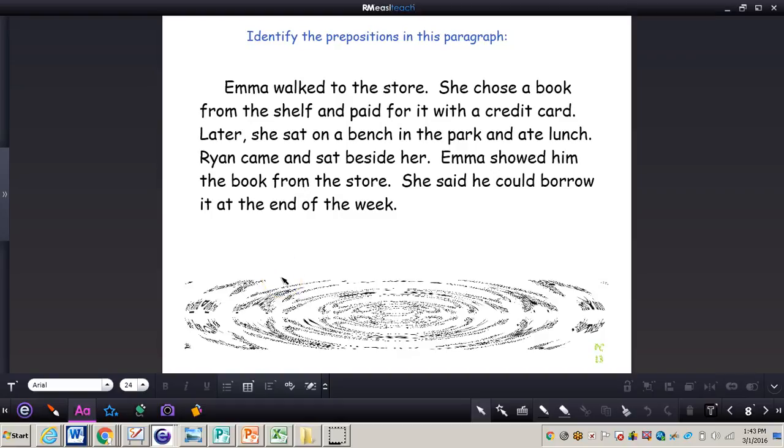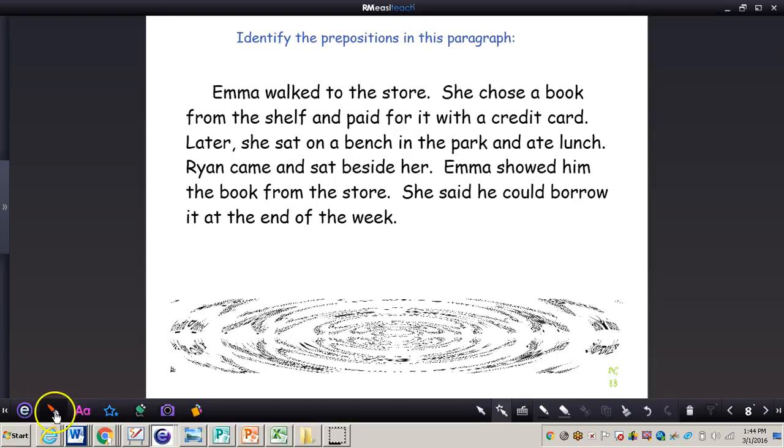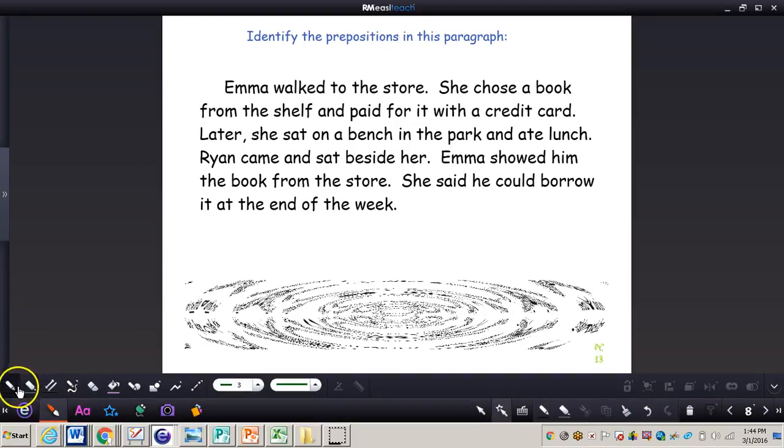So we have some examples of some prepositions that you can find in this passage here. Okay, so we can see right away the very first sentence here. It says Emma walked, and we have to the store. So you can see how to connects or links the noun of Emma to other words in the sentence. Emma walked to the store.